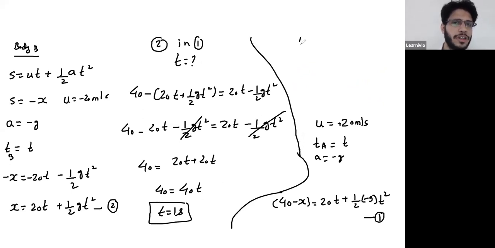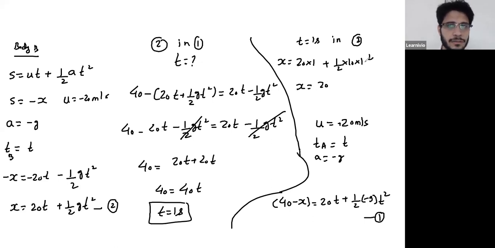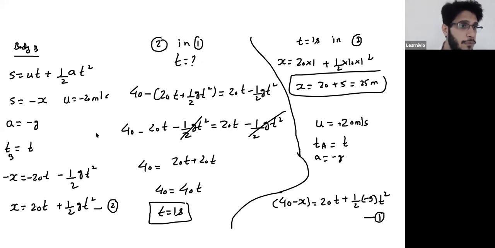Once you get t, put t equal to 1 second in equation number 2. If you substitute these values, you will get x equal to 20 into 1 plus half g, which is 10, into 1 square. So you'll get x is 20 plus 5, it comes out to be 25. Fazil, don't substitute g equal to minus 10 here because we have already considered the sign of g here. We have already considered a negative sign. So here only substitute the value.